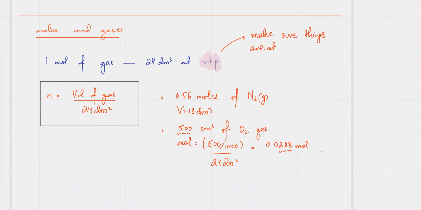Because remember, gases can expand and they can contract. If you increase or decrease pressure, or increase or decrease temperature, the volume is not going to be 24 dm³. It's only 24 dm³ at RTP. That's it. So make sure the things are at RTP, because in A levels you're going to study later on in a different chapter that things might not be at RTP in the first place. So if not at RTP, don't use this formula. That's it.